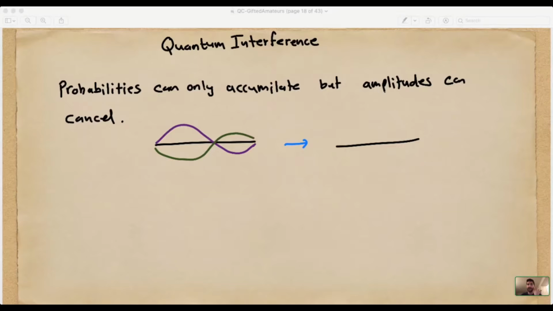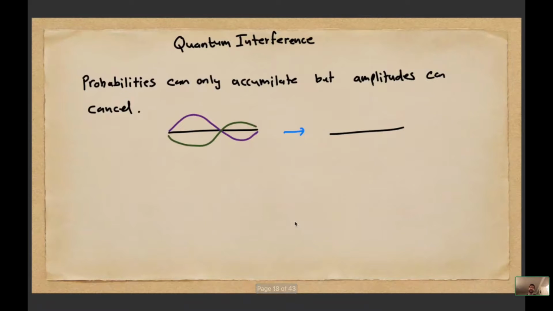So we'll begin with interference, and we're going to have some small circuits to compute, and I encourage you guys to compute these circuits along with me with a pen and paper so that you get the intuition of how quantum circuits work. Okay, so quantum interference.